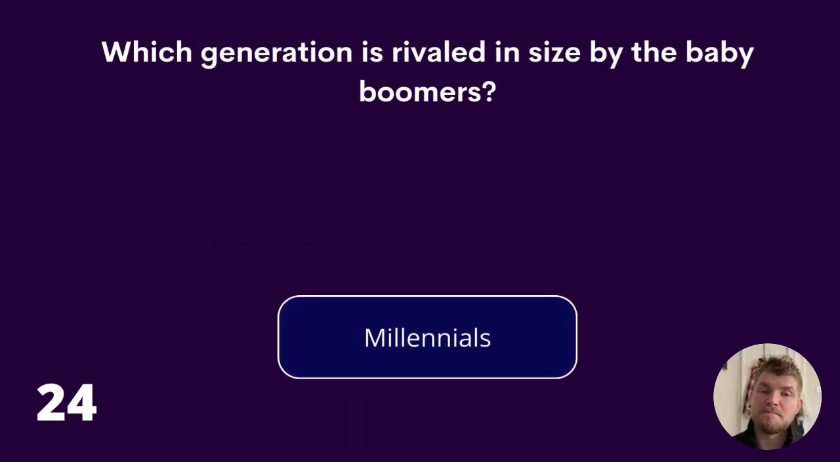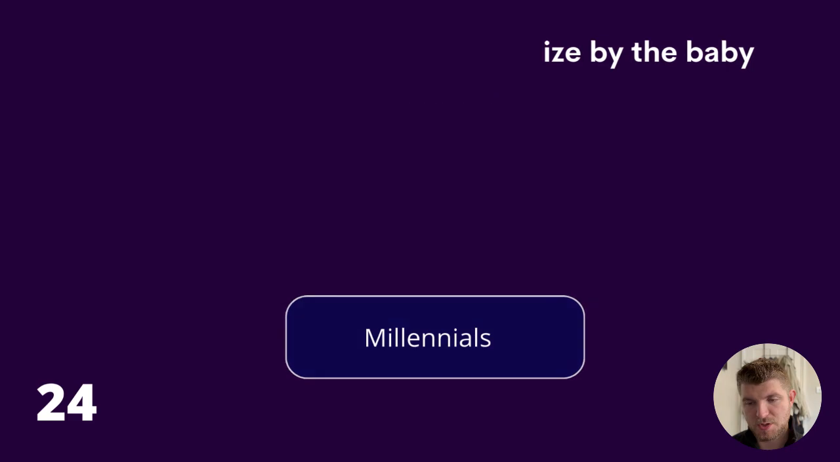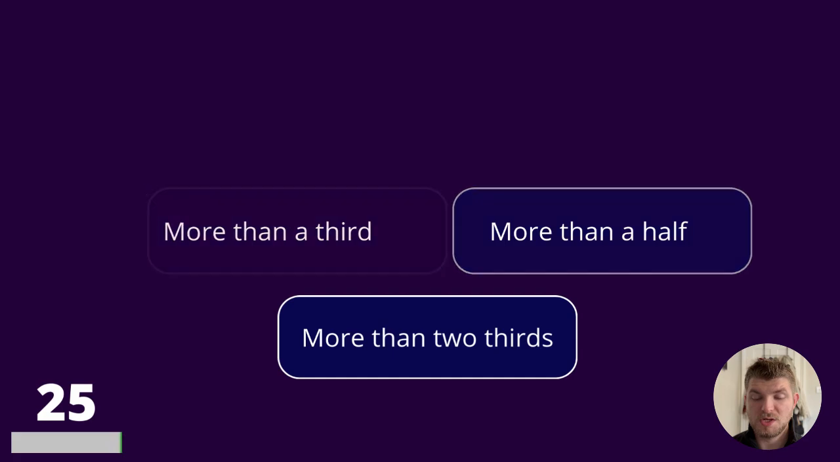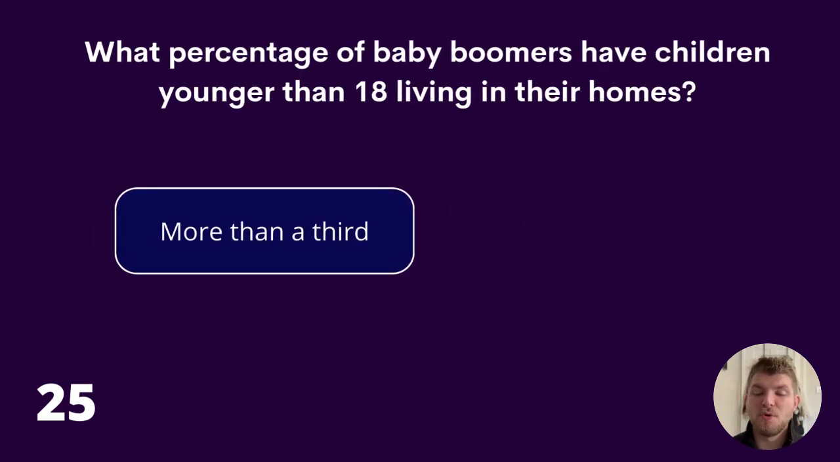The answer is Millennials. Question 25. What percentage of baby boomers have children younger than 18 living in their homes? More than a third, more than a half, or more than 2/3? The answer to 25 is more than a third, and we are a quarter of the way through this quiz.